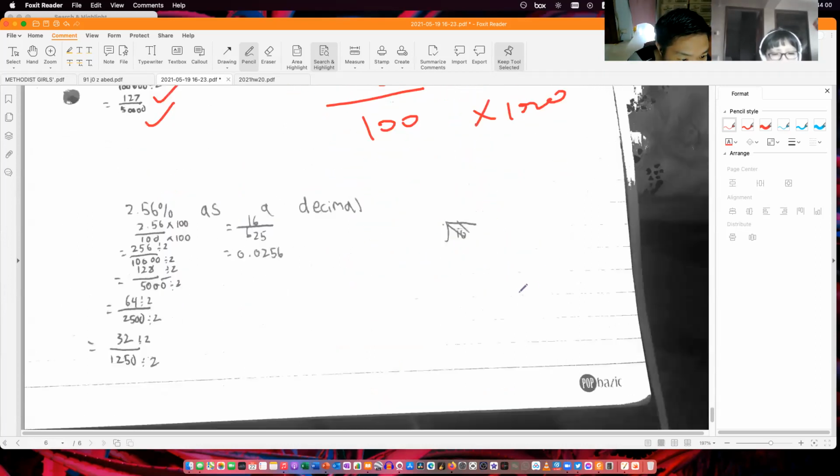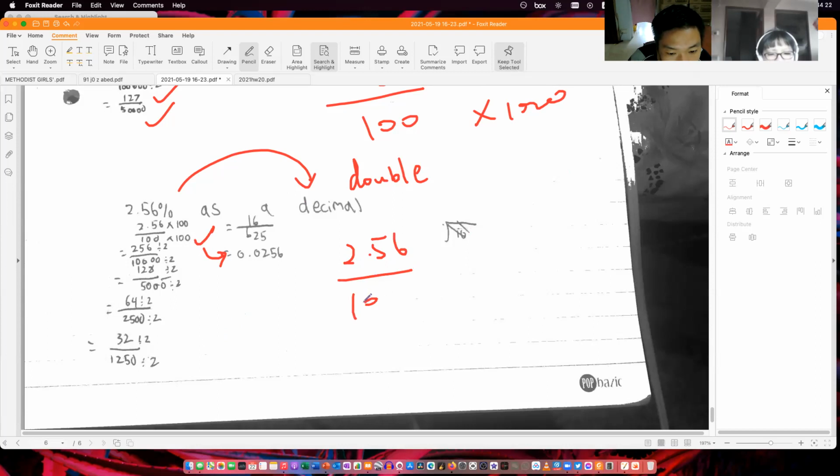As a decimal. So how do you do decimal? Okay, so to do decimal, you can do fraction first, right? So basically this is a double conversion. You change it to fraction first. Then fraction, then you change it to decimal, right? Yeah. Good. So 2.56, 100. You times 100, times 100. Divide by 2, okay.